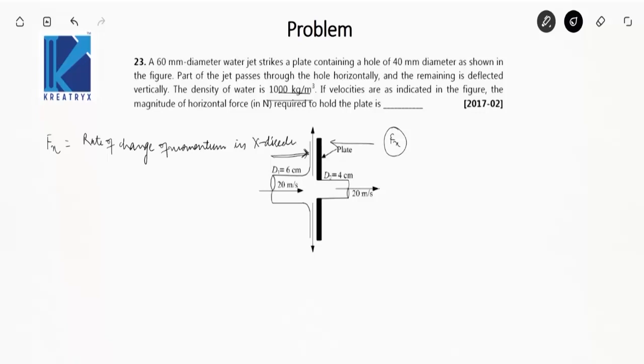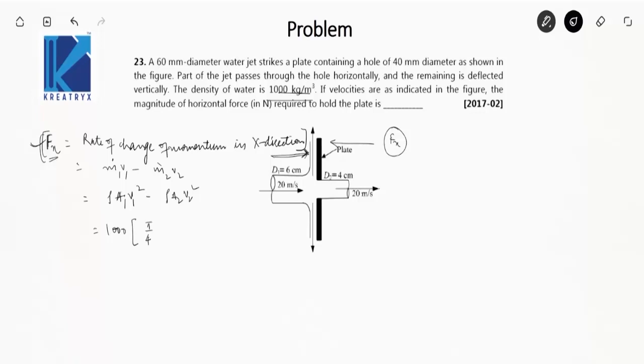Okay, most of the questions from fluid machinery are asked on this concept only. So rate of change of momentum in x direction will be equal to m dot 1 v1 minus m dot 2 v2. This can be written as rho A1 v1 square minus rho A2 v2 square. Great. Now the fluid is water, so we take rho common. A1 is pi by 4 d square.